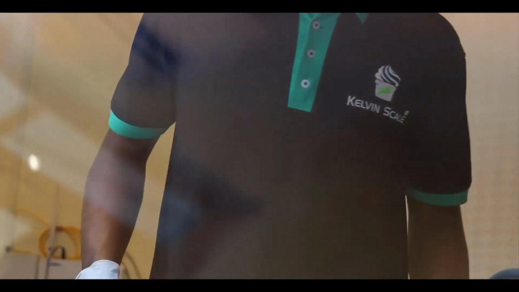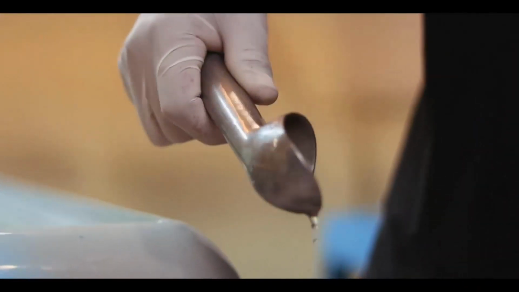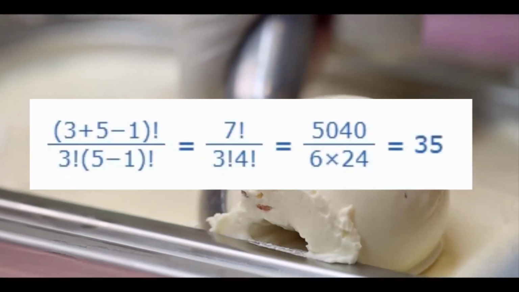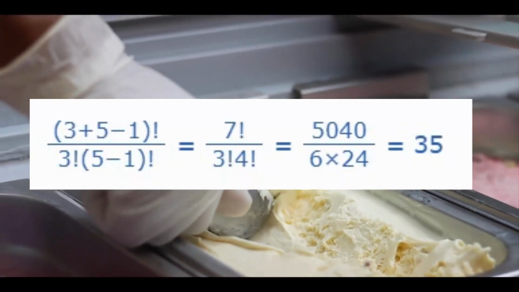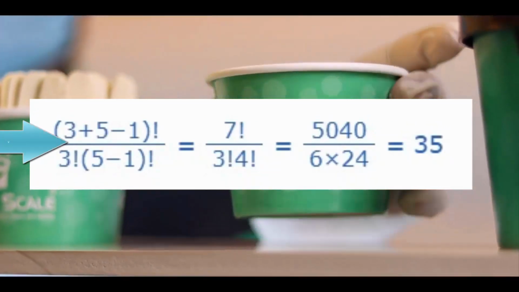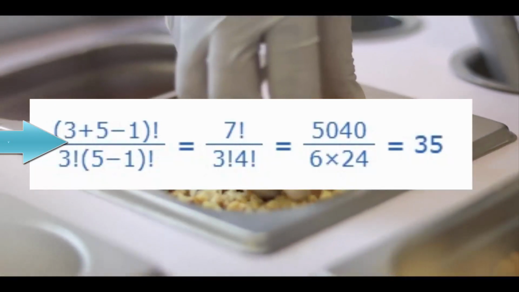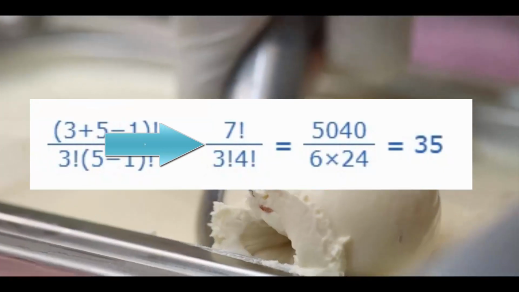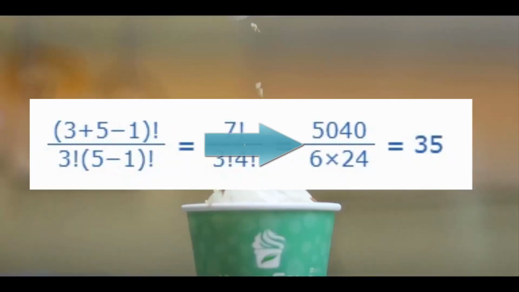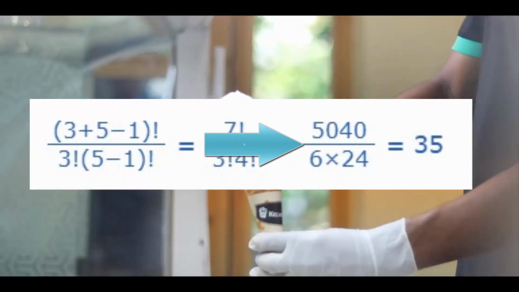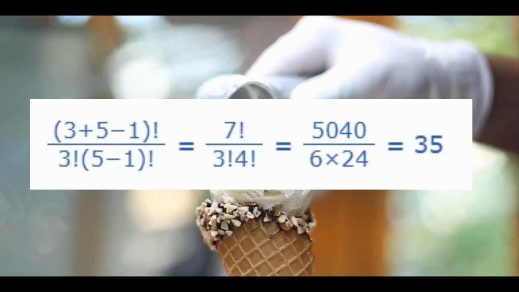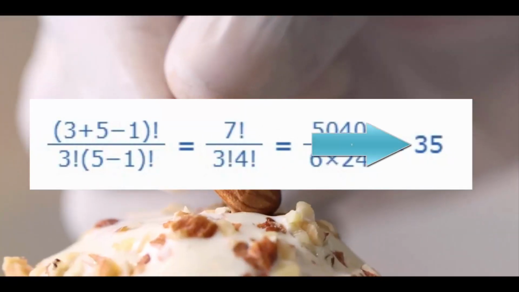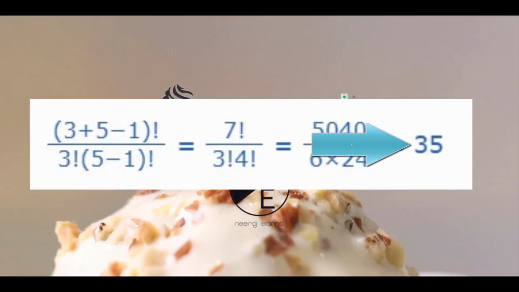So to solve this, how many ways can we have 3 scoops of ice cream from 5 choices would look like the following. It would be 3 plus 5 minus 1 factorial over 3 factorial times 5 minus 1 factorial. We can solve that as 7 factorial over 3 factorial times 4 factorial, or, moving left to right, 5,040 over 6 times 24 equals 35. So the answer is there are 35 ways of having 3 scoops from 5 flavors of ice cream.